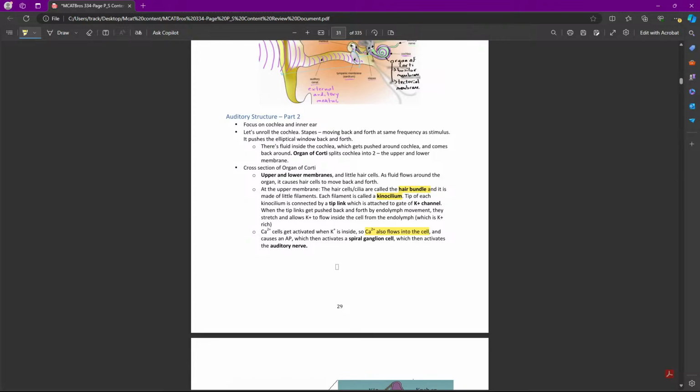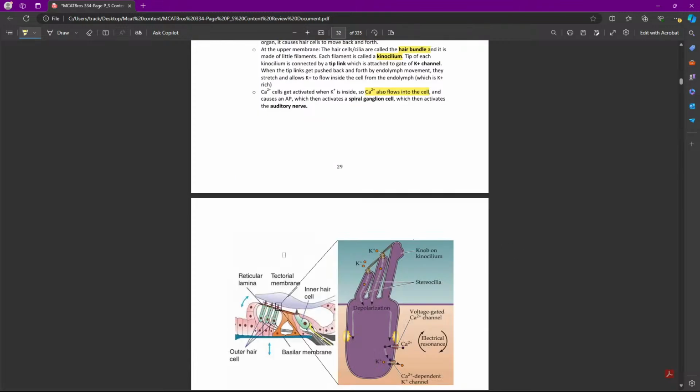So we have that rod or cone that gets turned off, which activates that bipolar cell, which turns on, which gets translated to the optic nerve. So in this case, we have the hair cell that gets turned off, basically, I believe, because if it's getting positively charged, the action potential is getting polarized. And then that activates the spiral ganglion cell, which then activates the auditory nerve.